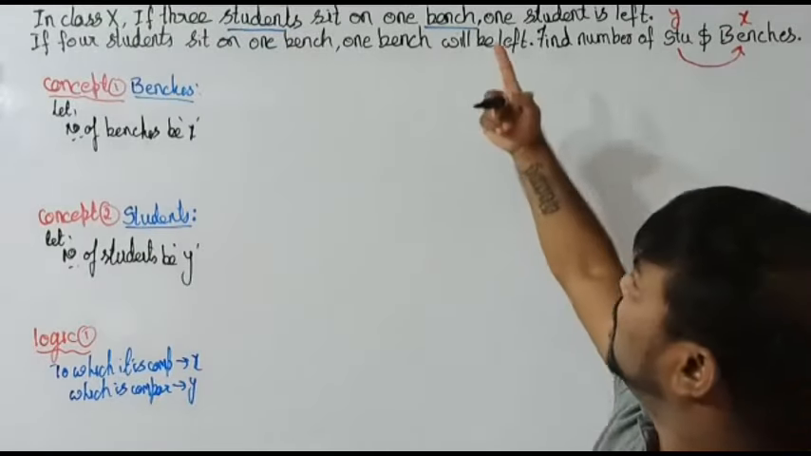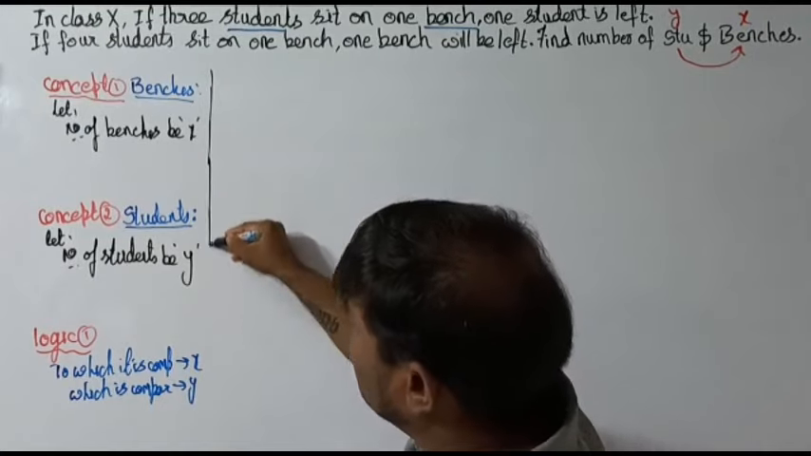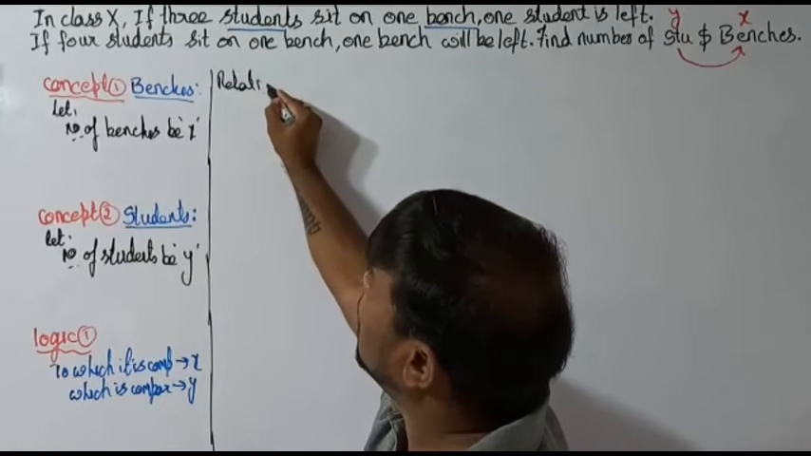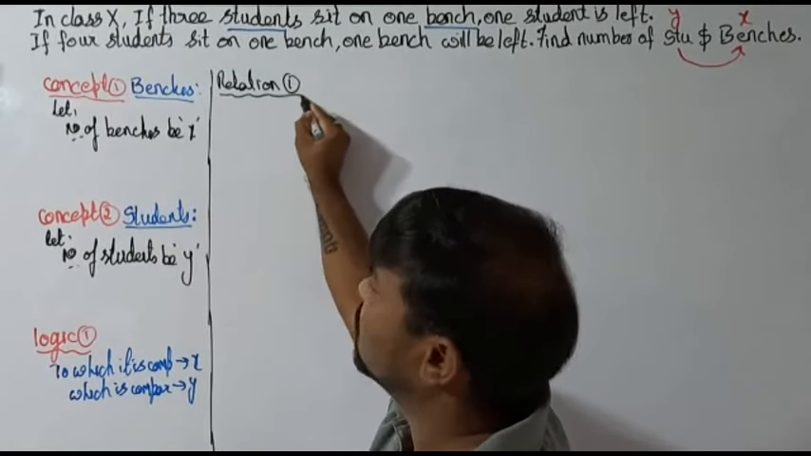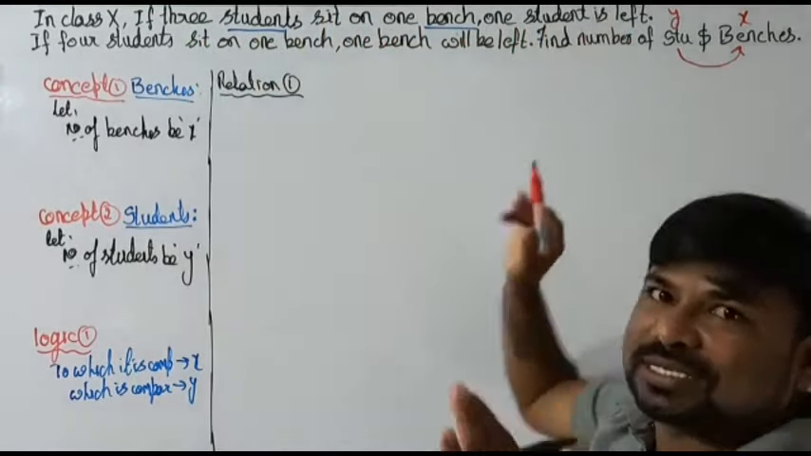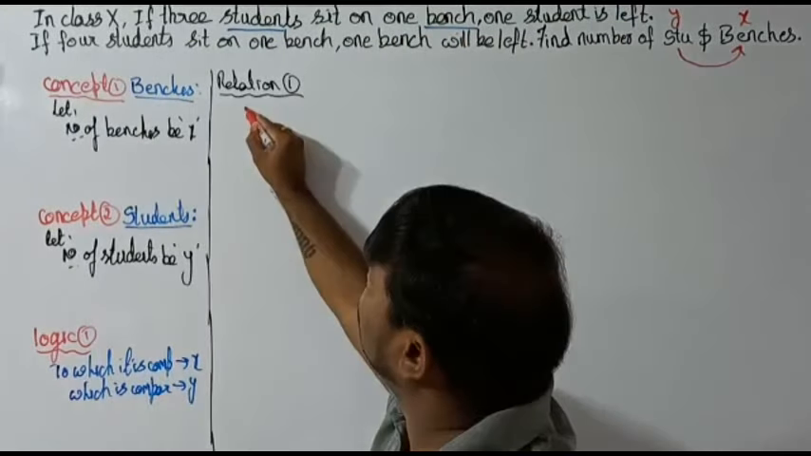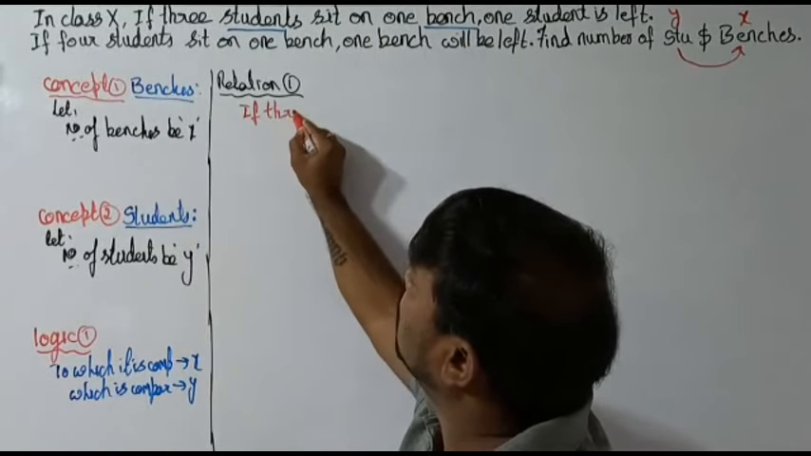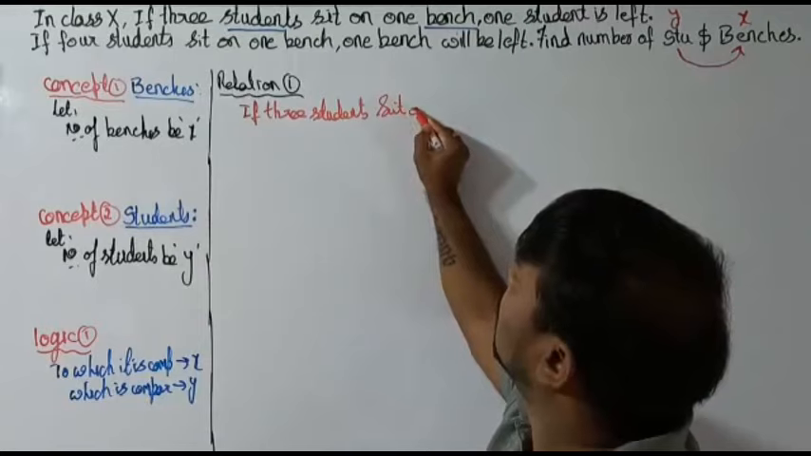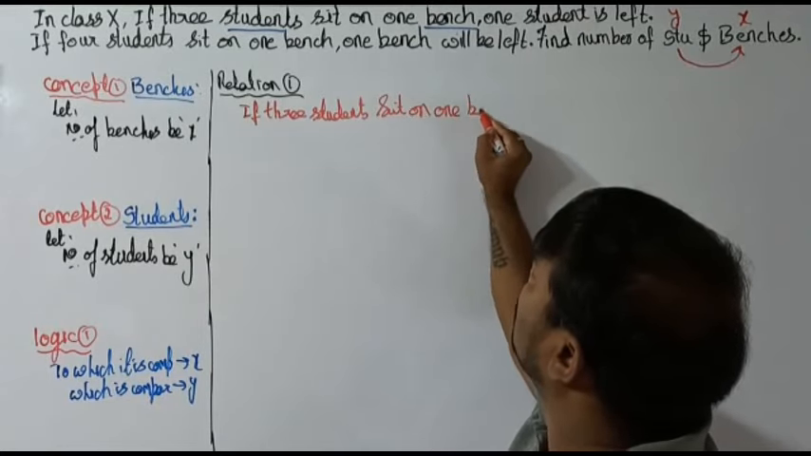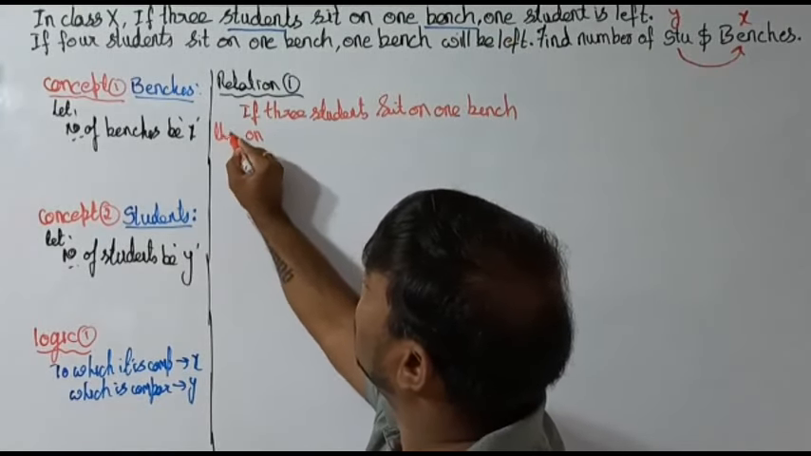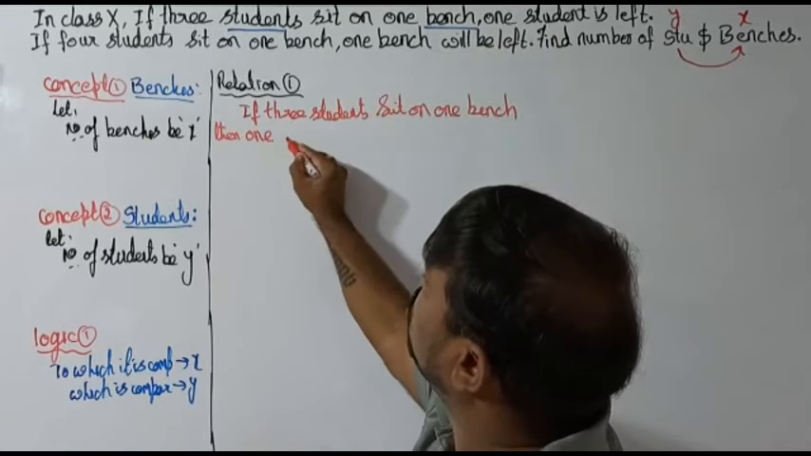Now let's go to the first relation. What is the relation he is talking about? Let's take the relation he has given here. He says, if three students sit on one bench, one student is left.